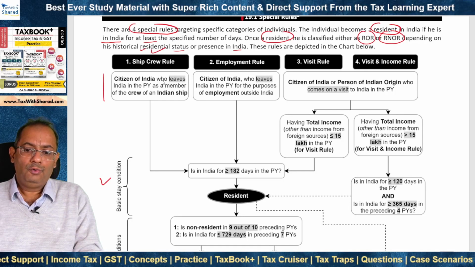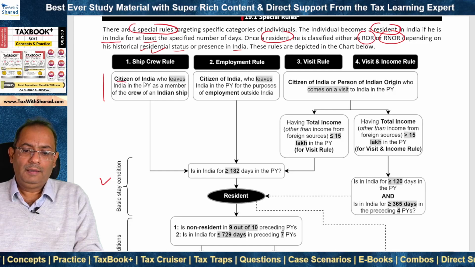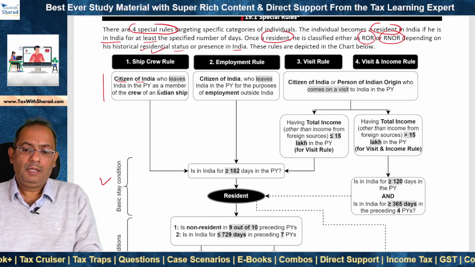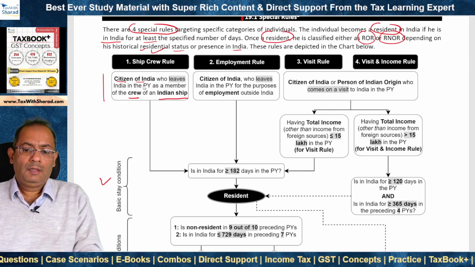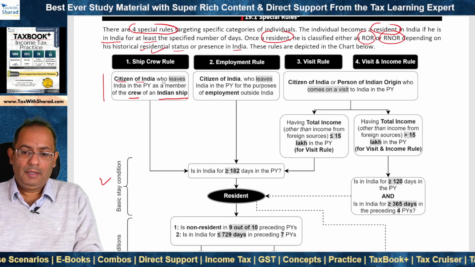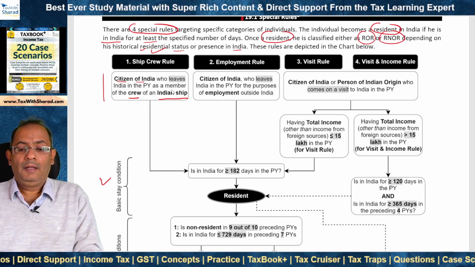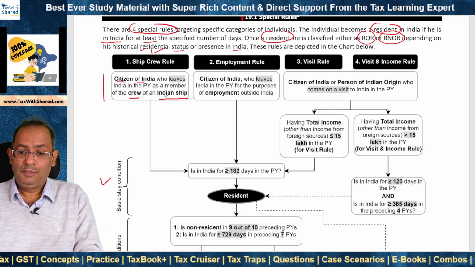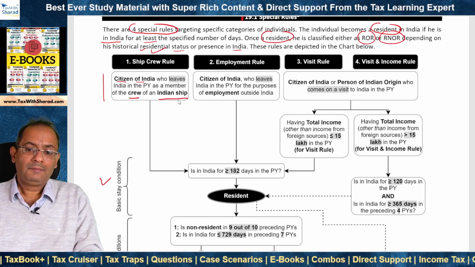Now, ship crew rule. Ship crew rule applies to a citizen of India who leaves India in the previous year as a member of the crew of an Indian ship. So the person should be a citizen of India. He should leave India in the previous year, and he should leave India as a member of the crew, not as a passenger, as a member of the crew of an Indian ship, not a foreign ship, right?